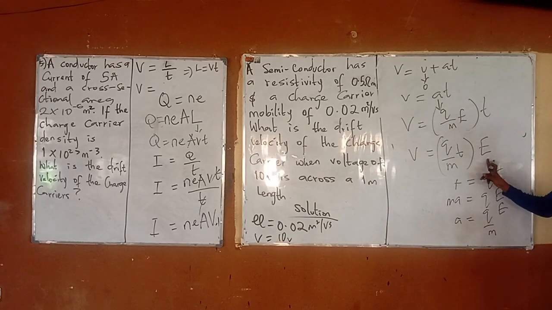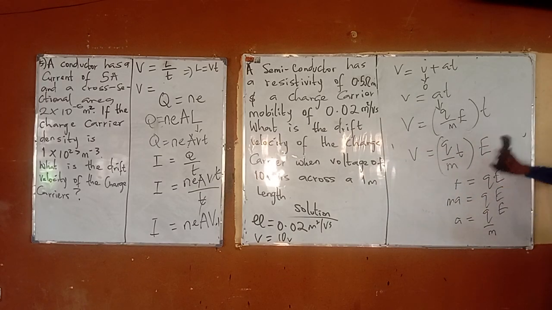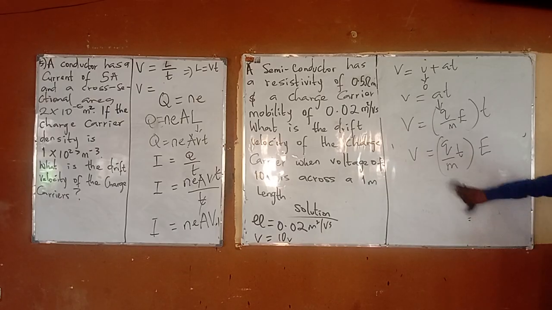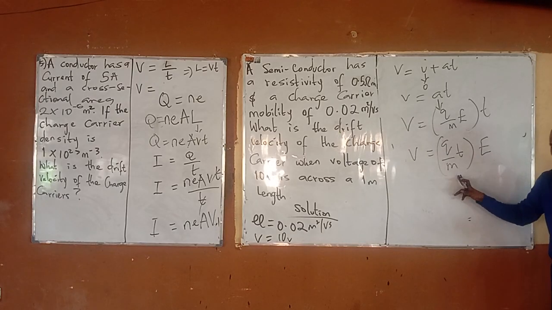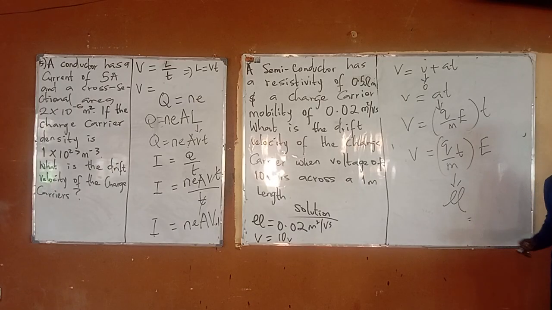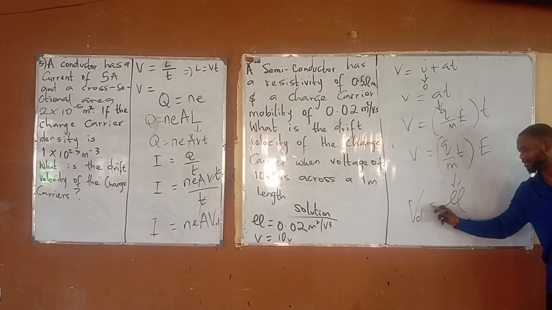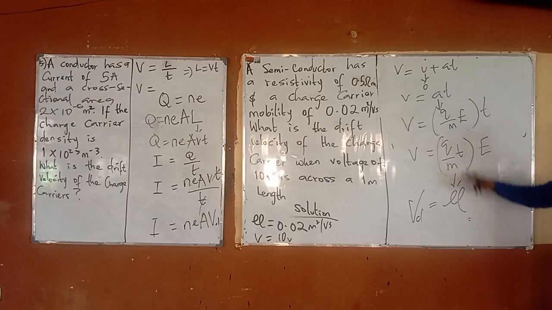This thing and this thing, they are the same thing. Everything that you have right here, charge over mass times time, is known as electron mobility. So drift velocity when you are relating to electric field is going to be electron mobility times E. This is where you get that formula, mu E.